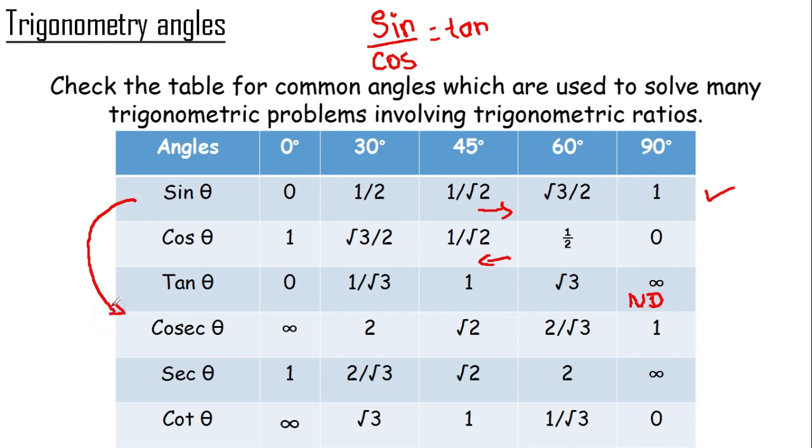Cosec is the reciprocal of sine, so for cosec, sine 0 degree is 0 by 1. When it becomes reversed, 1 by 0, that is not defined again. Sine 30 is 1 by 2, when we invert it, it becomes 2. 1 by root 2 becomes root 2. Root 3 by 2 becomes 2 by root 3. However, 1 remains 1, since 1 by 1 is 1.